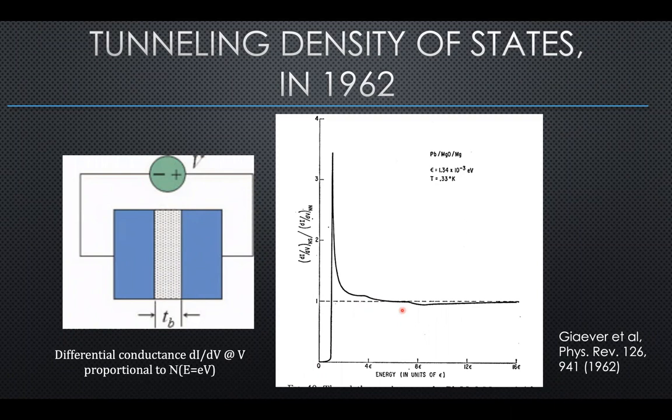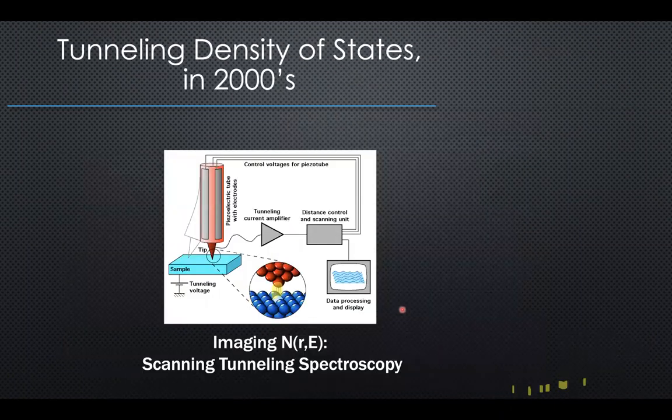So then we go forward in time and arrive at the year 2000s. Instead of having one single macroscopic tunnel junction, we have many, many, many atomic scale junctions, and the barrier is provided for by the vacuum.